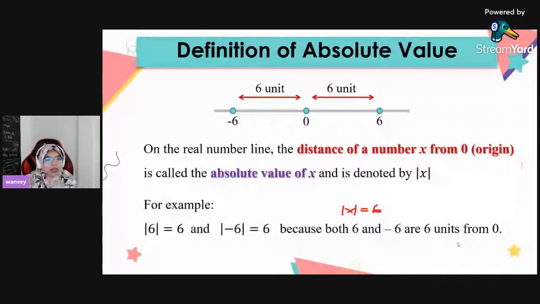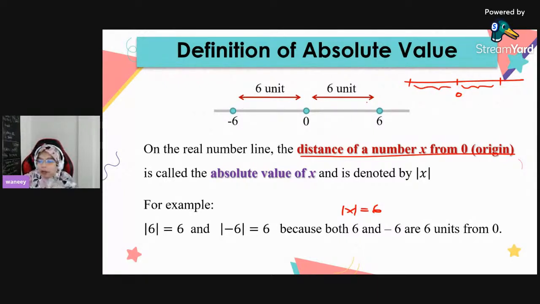Okay, so what is absolute value? The distance of a number x from origin. So when you draw a number line, if let's say this is 0, then this is the distance on the right hand side and then another distance on the left hand side. So that is absolute value of x.